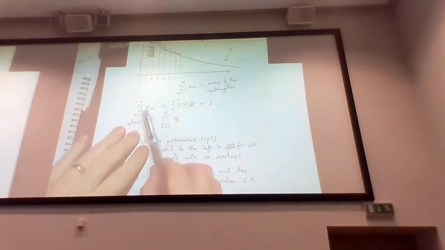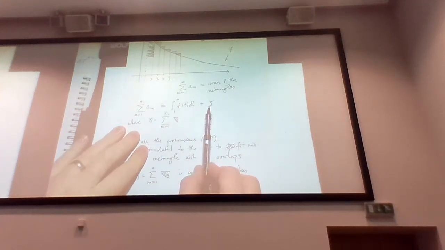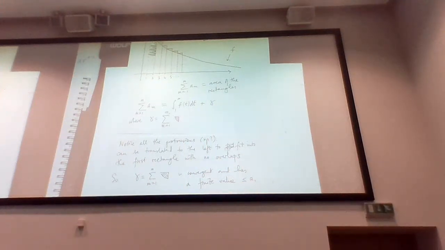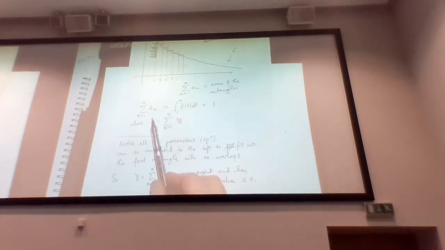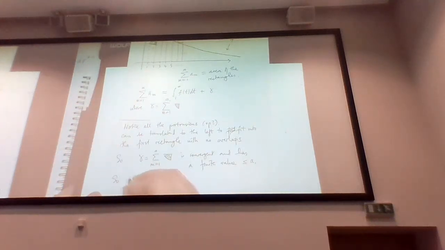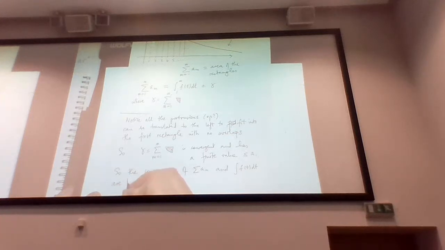So because the two quantities, the integral and the series, differ by only a fixed finite amount, if one of them converges, so does the other. If one of them diverges, so does the other. So the convergence of the sum of a_n and the integral of f(t) dt are linked, and the conclusion follows. The theorem follows. Okay, it's spelled out, more or less, that argument.